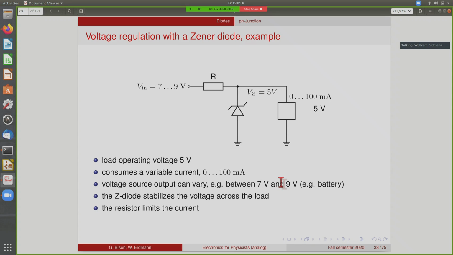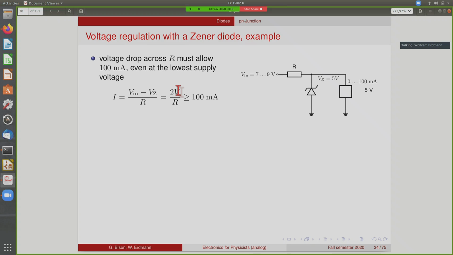An example for this would be a battery. When it's fresh, you have 9 volts, and when you use it for a time, the voltage drops down to 7 volts, but your device still wants 5 volts. So you can use the Zener diode to stabilize the voltage across the load to 5 volts. You come in with the 7 or 9 volts, or something in between. Then the Zener diode pulls it down to 5 volts because it becomes conducting when the voltage is higher than that. But you also need a resistor to limit the current. Otherwise, you don't want the Zener diode connected directly to this supply, of course, because then you can have very large currents. So let's go through this example.